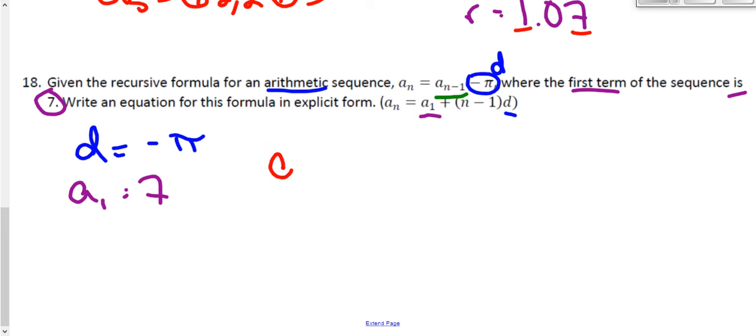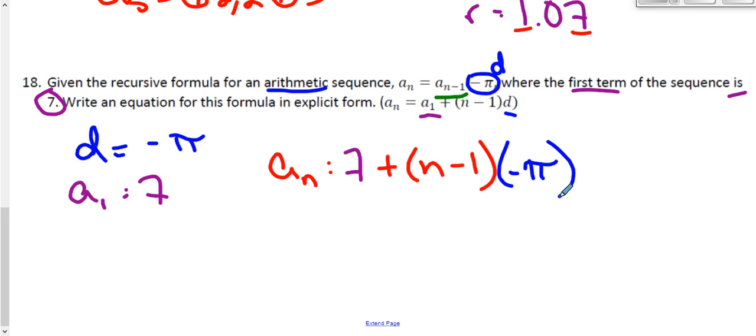Which means I'm ready to plug them into this formula. a sub n is going to be the first term, 7, plus n minus 1 times the common difference, and the common difference is negative pi. And that's it. We're all done. We found our final formula. All right, we're going to pick up with topic 7 in the next video.